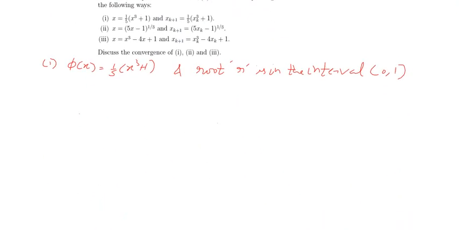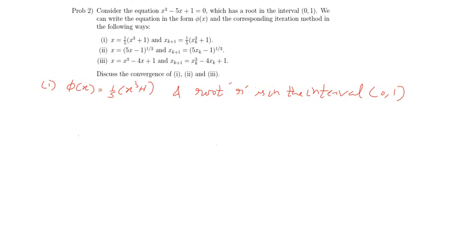For the second question, what you have is: consider the equation x cube minus 5x plus 1 equals 0, and it is given that it has a root in the interval 0 to 1. So you can see that this function is a polynomial, so it is continuous. At 0 it will give you positive 1, and at 1 it will give you negative. So f of a into f of b is negative, so Bolzano's theorem guarantees that this statement is correct.